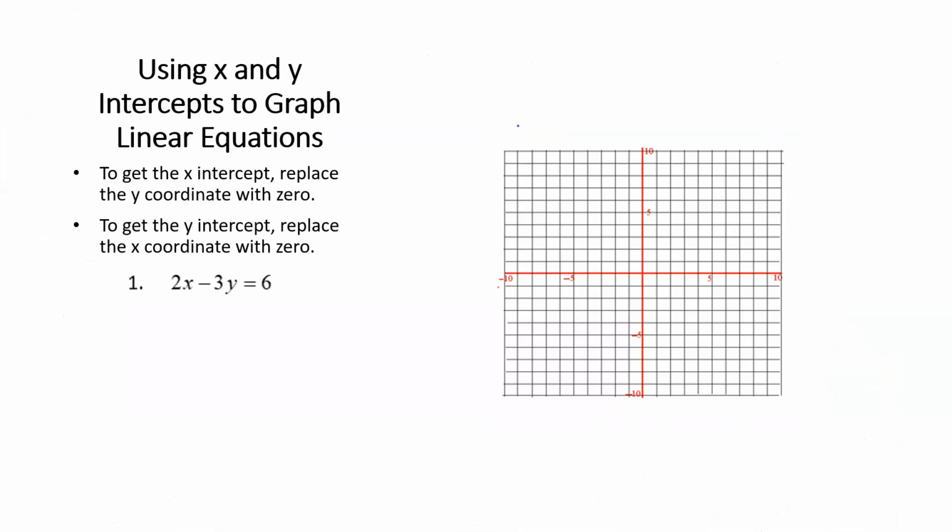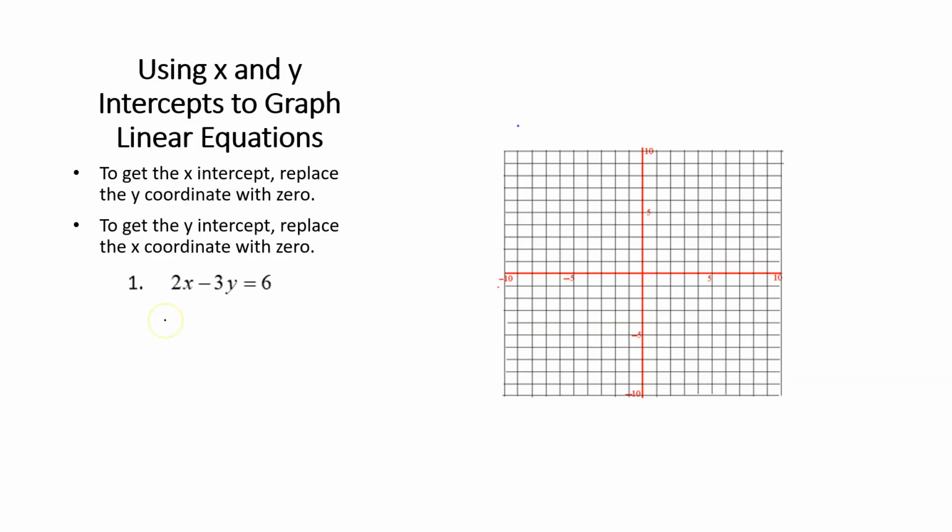All right, the next thing we're going to do is use x and y intercepts to graph linear equations. So we're going to be using the equation, and to get the x-intercept, we're going to replace the y-coordinate with 0. And to get the y-intercept, we're going to replace the x-coordinate with 0. So we're graphing with only 2 points, the x and y-intercept.